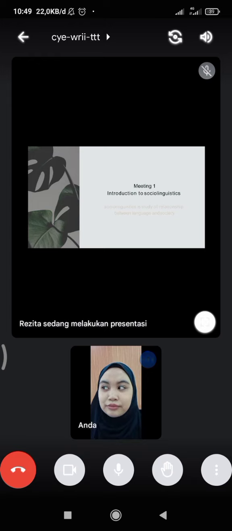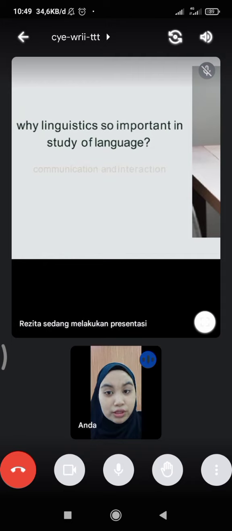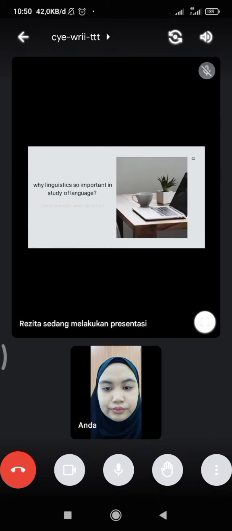Next, why is sociolinguistics so important in the study of language? This is about communication and interaction. First, language can be used in communicating or interacting. And second, sociolinguistics provides learning in communicating by showing language. And also, sociolinguistics studies variety of languages or style of language. Okay, next.